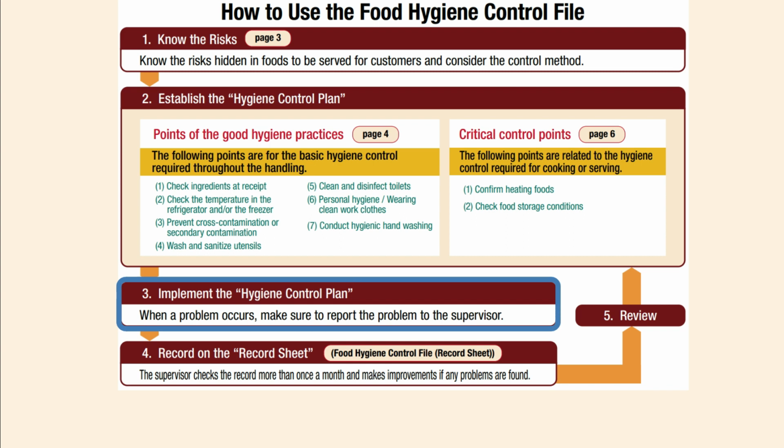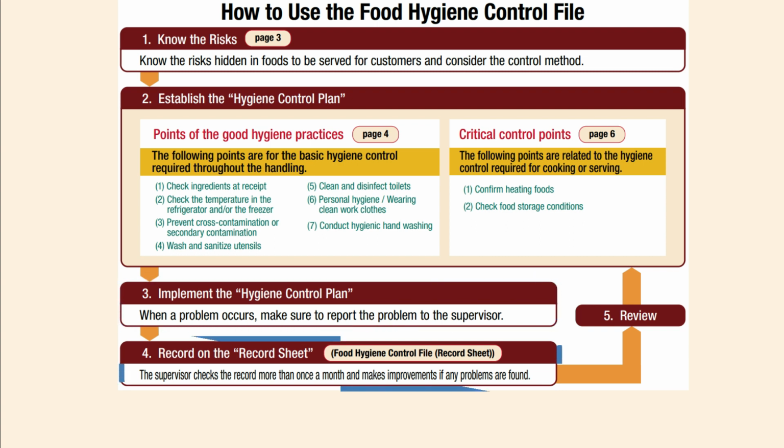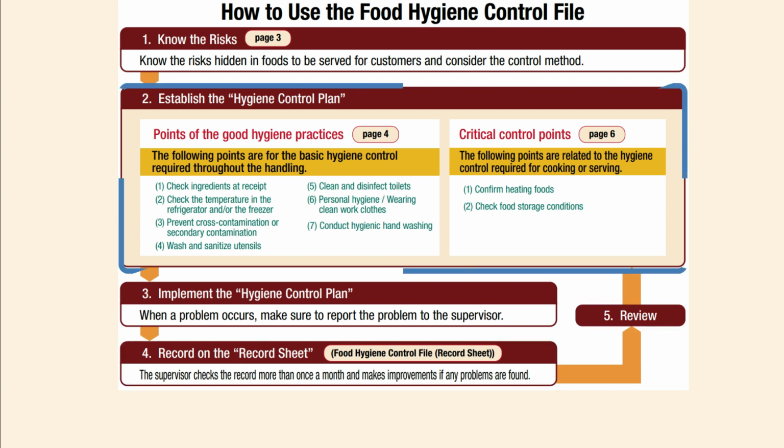Explain the hygiene control plan to employees and ask them to follow it. Then, record on the record sheet what has been done. Finally, review it. Then, go back to create a hygiene control plan and revise the hygiene control plan as necessary. Now, we will explain these steps in order.